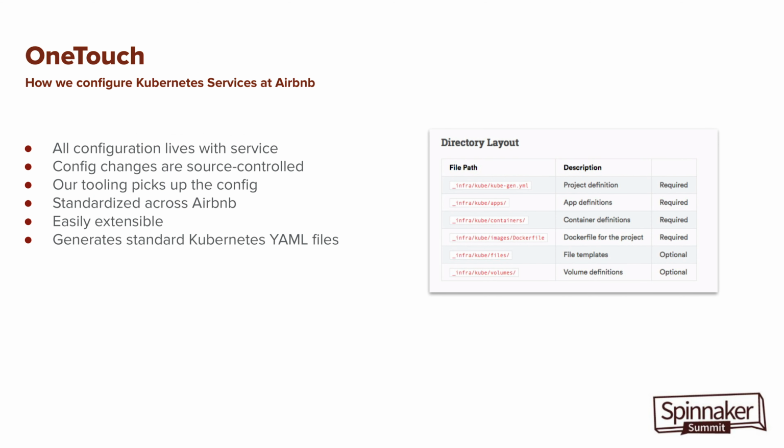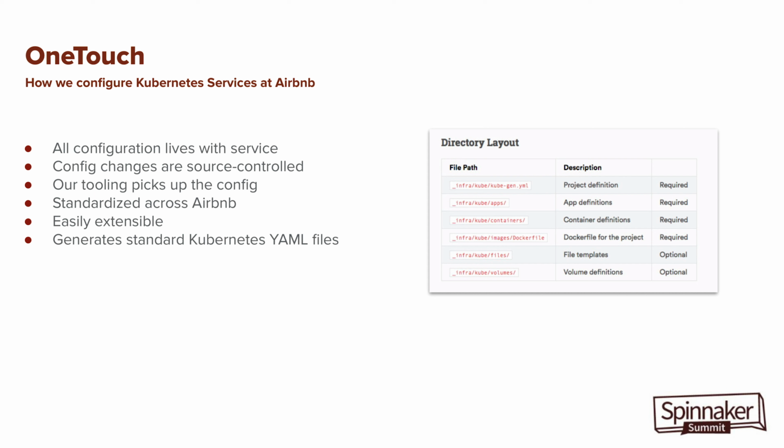So how do we run these microservices at Airbnb? We have a pretty particular way of running Kubernetes services. We have a framework that we call OneTouch. It's basically an abstraction layer on top of Kubernetes. It's in fact just a command line tool that reads a bunch of configuration files and will then output the lower level Kubernetes manifests.